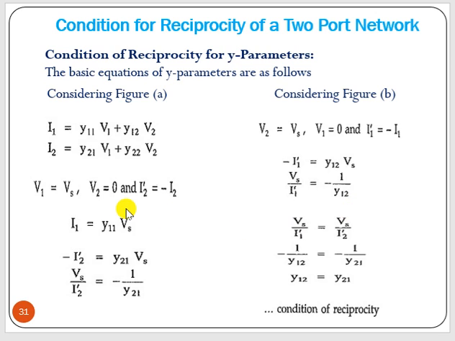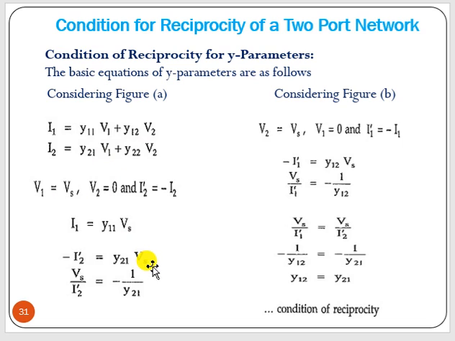Similarly, we can find it for the Y parameters. The same thing we have to do: V1 equal to Vs, V2 equal to 0, I2 dash equal to minus I2. Put it into the first equation. We get I1 equal to, since V2 is 0, Y11 Vs, with V1 equal to Vs. Again from the second equation, minus I2 equals, V2 being 0, Y21 Vs, with V1 equal to Vs.